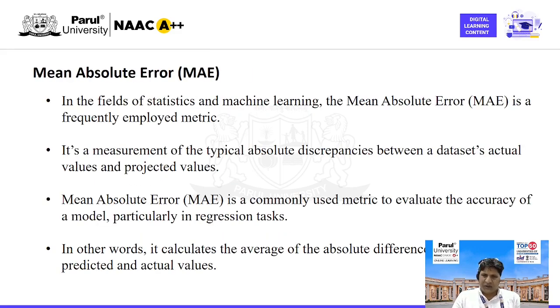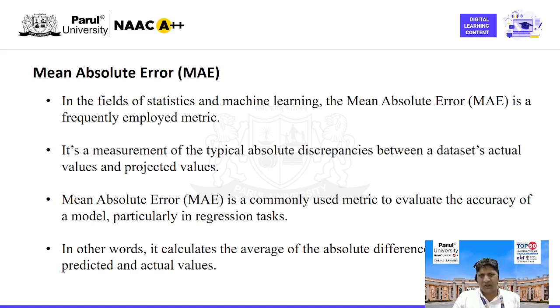Now we will explore and learn each of the models one by one. The first one is mean absolute error, MAE. In the field of statistics and machine learning, the mean absolute error is a frequently employed metric. It means it is mostly used. It measures the typical absolute discrepancy between a dataset's actual values and the projected values.